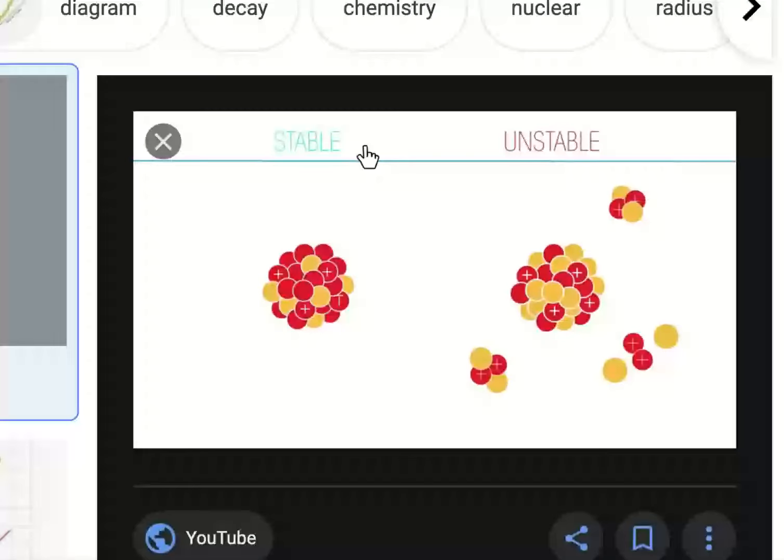Then we have our nuclei. So that's an unstable nucleus, which tries to achieve a balanced state by giving off a neutron or a proton, and this is done through radioactive decay, which we will talk about right now.